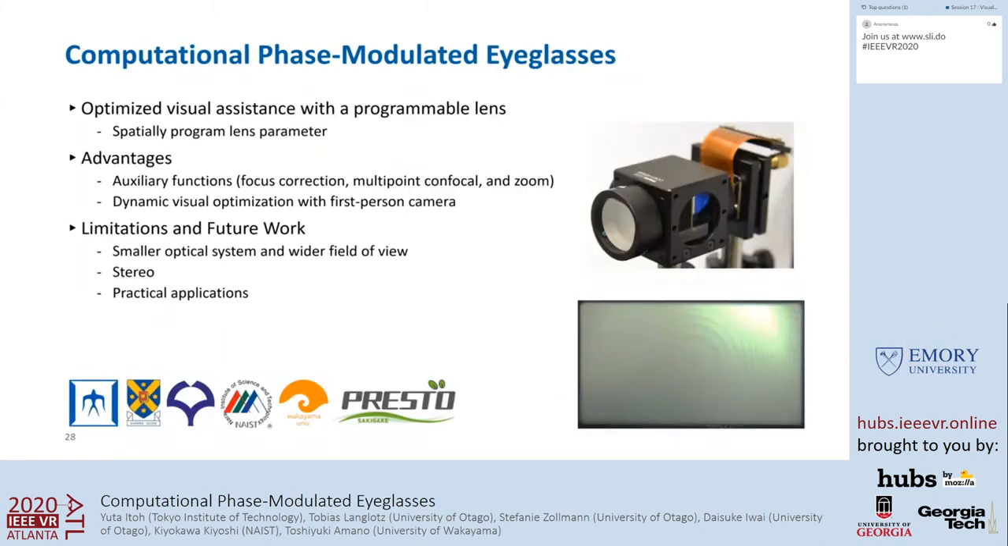In summary, we presented computational phase modulated eyeglasses. This is a smart eyeglass system which aims to optimize our human vision by dynamically changing the lens parameters. The advantage of the system is that we can dynamically change different functionalities of the lenses, like focus correction, multi-point focusing, and also zoom effect. And by combining a first person camera, it has also potential to dynamically feed back the scene and adapt the human vision based on what they are seeing.